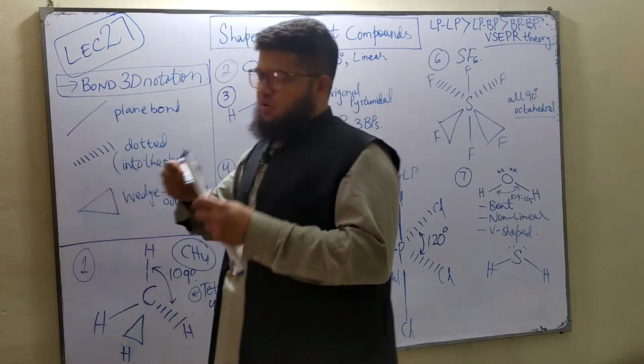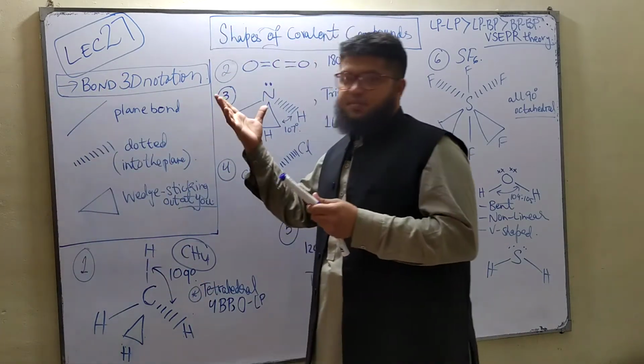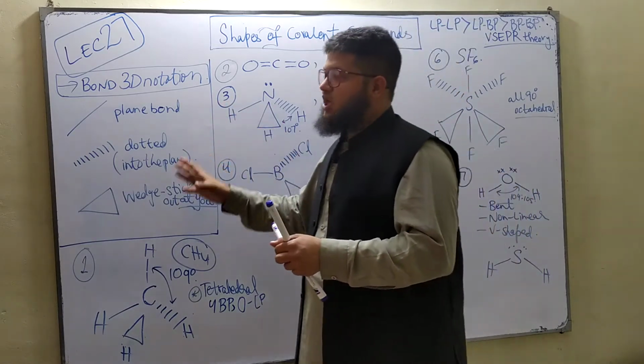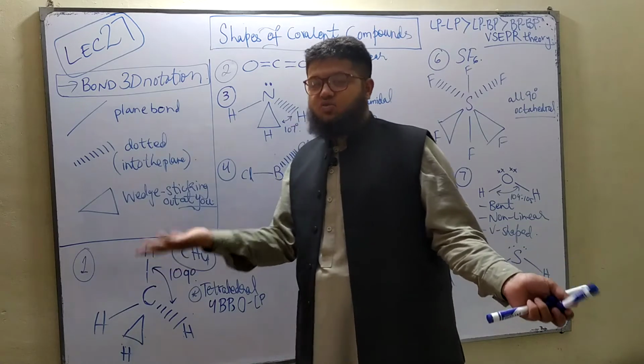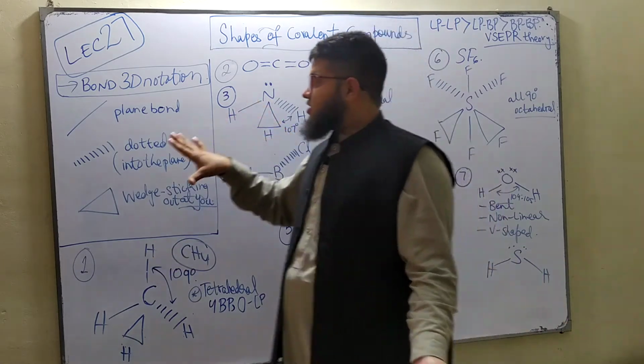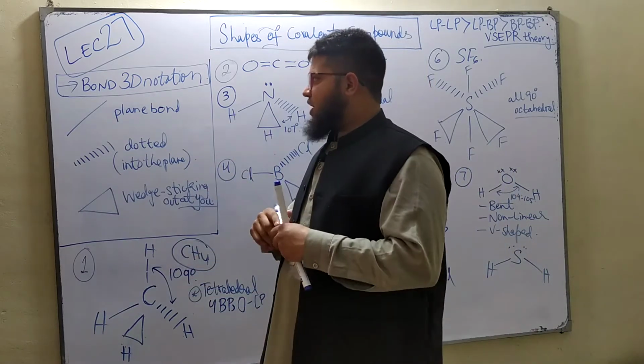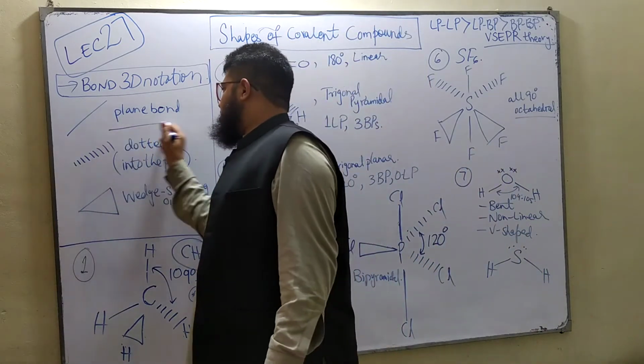In this lecture we are going to talk about 3D bond notation of covalent compounds, the three-dimensional representation of covalent bonds in three-dimensional space. Let's begin. This is a very important part because it has been tested on past papers quite a few times. So now, plane bond.